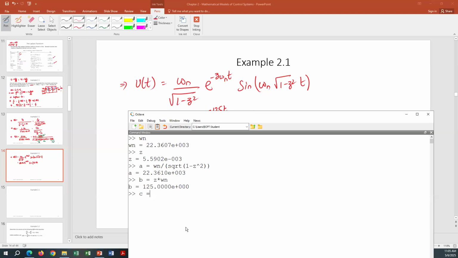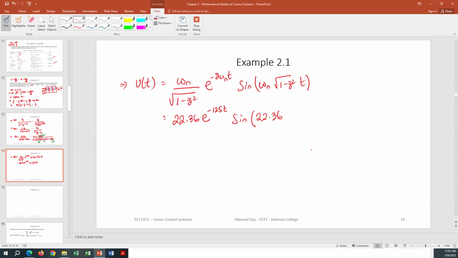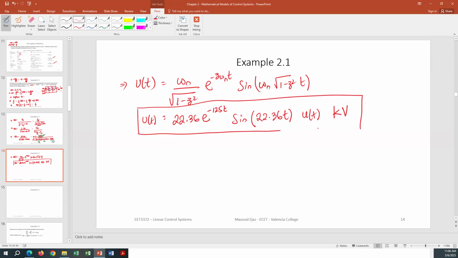We can confirm that C is equal to omega n times square root of 1 minus zeta squared, 22.36t. And this is 22.36 kilo, so that's going to be kilovolt. So I'm going to put u(t) and then kilovolt. So that's going to be your solution. Yes.